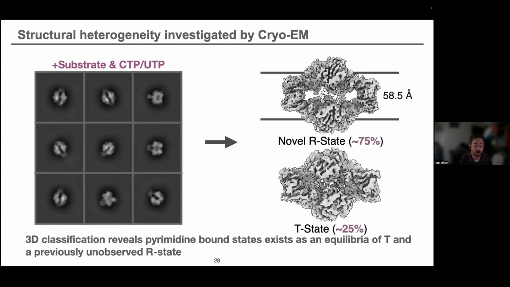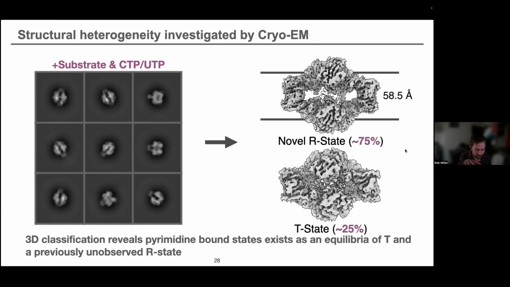And I will say this was really one of the most exciting days of all of graduate school for me, because what I observed, in contrast to the R state in the absence of any nucleotides, where I only saw 3D classes corresponding to a single quaternary conformation, I observed that in the presence of CTP and UTP there's a mix of discrete quaternary conformations, where approximately 25% of our particle stack corresponds to this enzymatically inactive and compact T state. And the other 75% of our particle stack corresponds to an enzymatically active R state that is expanded, but in a novel conformation.